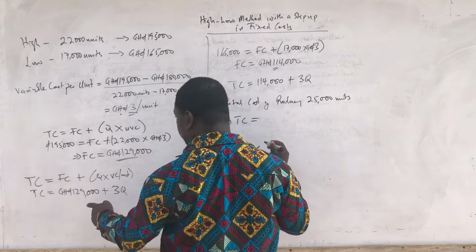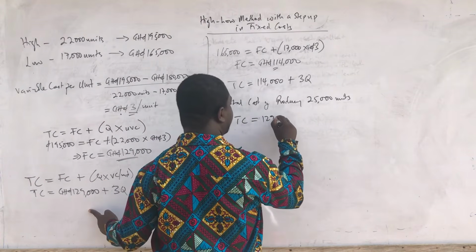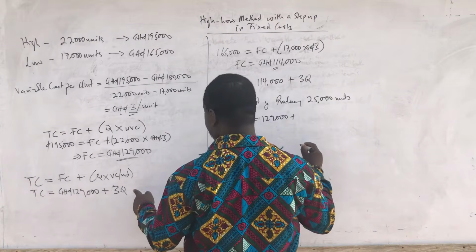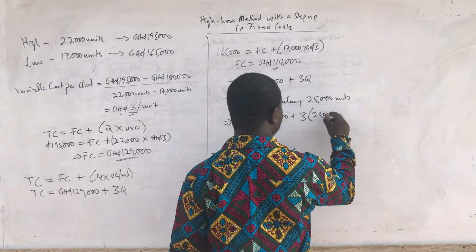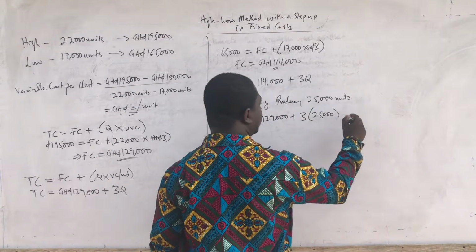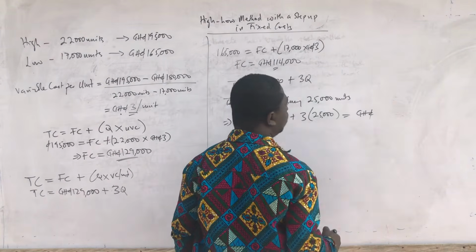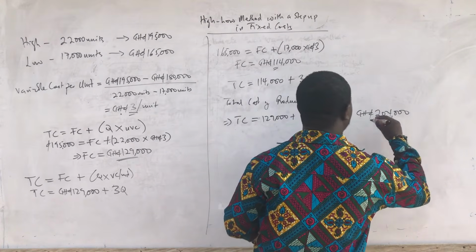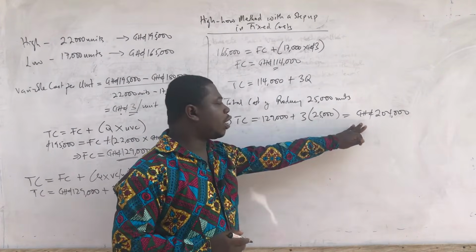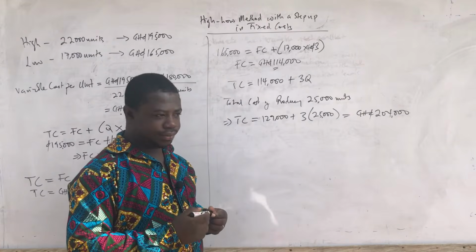Total cost will be, we will use this function, 129,000 plus 3Q, and now the Q is 25,000 units. And so we'll do that to find the total cost. Right, and we have 204,000 Ghana cedis. So this will be the total cost of producing 25,000.